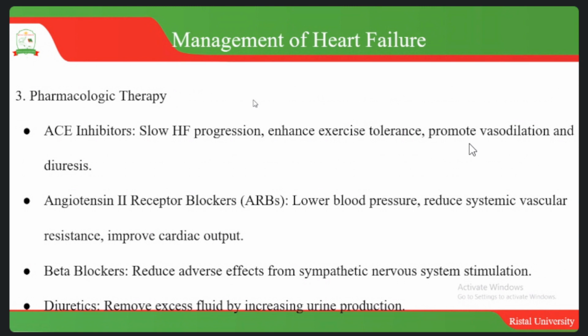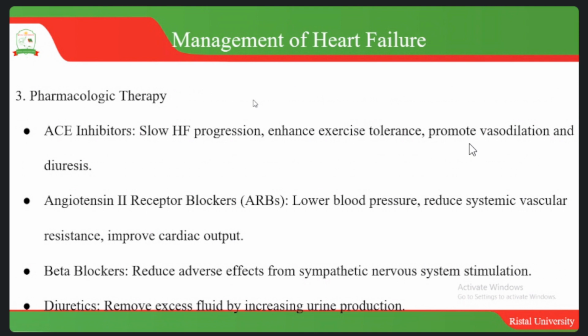Then in pharmacological therapy, we also have to look at this critically. First of all, we need to know which kind of drugs these patients need. So the ACE inhibitors, angiotensin converting enzyme inhibitors, are drugs that help to inhibit the production of angiotensin. They slow heart failure progression, and enhance exercise tolerance. They also help to promote vasodilation and diuresis.